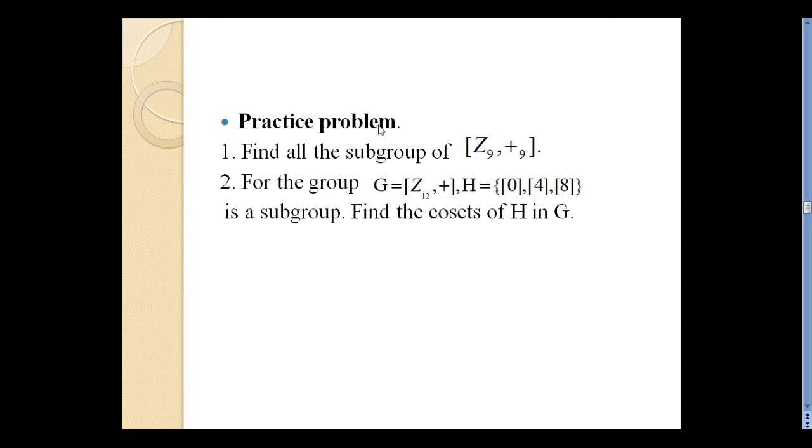So in a practice problem, we can find all the subgroups of Z9 under addition modulo 9 by seeing the previous example. And for the group G equal to Z12 under addition, where H was given, we can find out the cosets of H in G. So Z12 means you will have to write 12 elements, and those 12 elements one by one you should multiply with H to find the cosets of H in G.